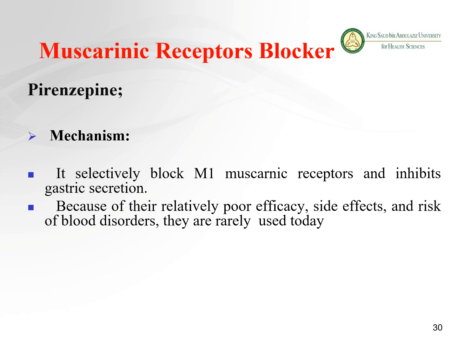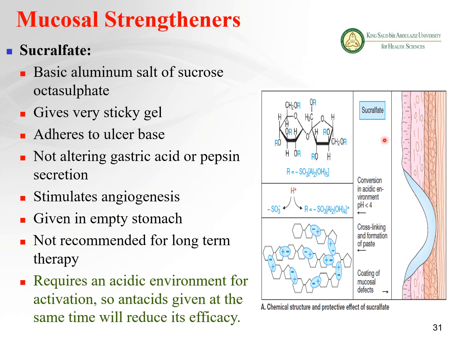Muscarinic receptor blockers are not commonly used, but they can decrease HCl release. Pirenzepine selectively blocks M1 receptors and inhibits gastric acid secretion, but because of its relatively poor efficacy, side effects and risk of blood disorders, it is rarely used today. So we have better drugs like H2 receptor blockers and more effective ones like proton pump inhibitors. They are the main drugs for the treatment of ulcer.